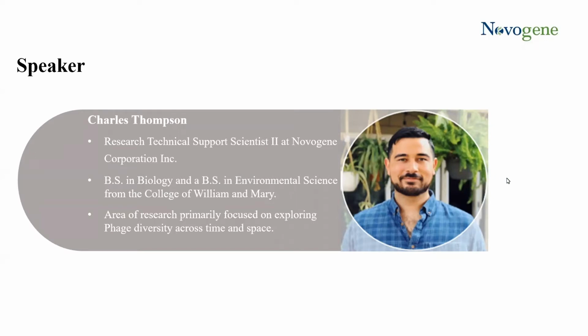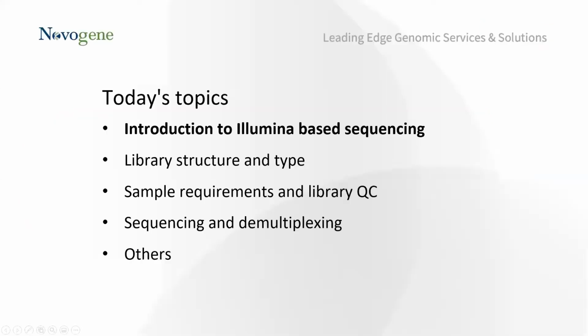So today's topics will be as follows. We'll go over a brief introduction on Illumina-based sequencing. I say brief because this topic can take several days to master. We'll then proceed to library structure and type, give you some details on our sample requirements and how we perform our library QCs, the way we demultiplex and sequence, and the variety of options that are available, and any other lingering topics that may arise.